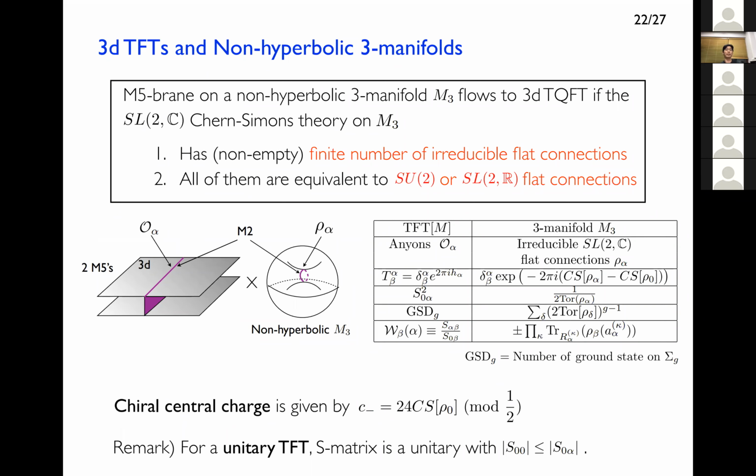One remark here is that for a unitary TFT, S and T matrices are all unitary. And in particular, the absolute value of the component S00 must be smaller than the other components S0 alpha. But we found some examples that have a unitary S matrix, but do not satisfy this last inequality. Such examples have, interestingly, non-unitary modular structure, but we checked that they actually flow to SCFTs, not TQFTs.